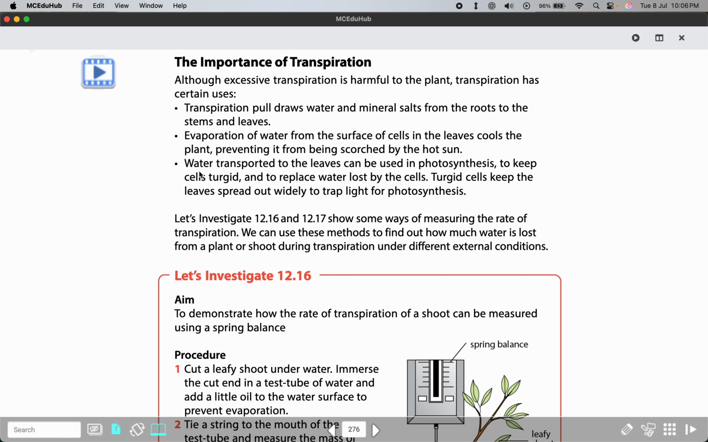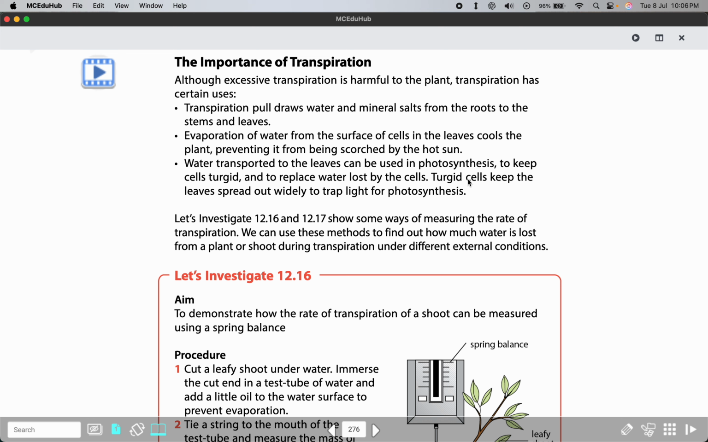And so it will actually remove all this heat that's coming from the sun. And water that is transported to the leaves can also be used during photosynthesis. It can also be used to keep the cells turgid, and it can also be used to replace water that is lost by the cells, right? For example, to maintain that thin film of moisture.